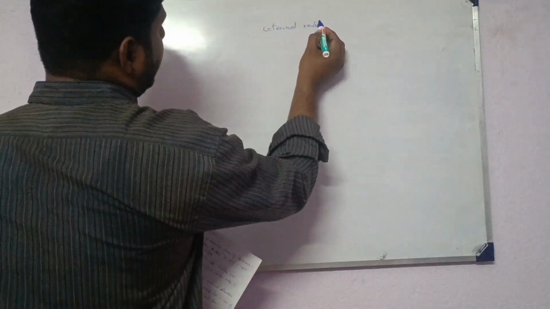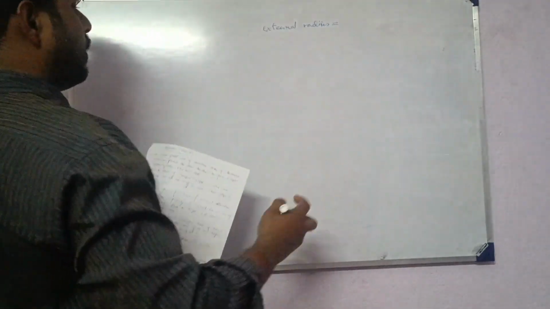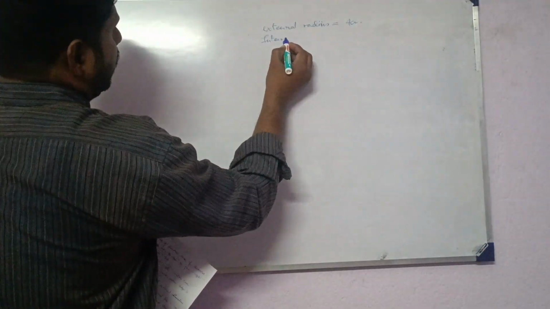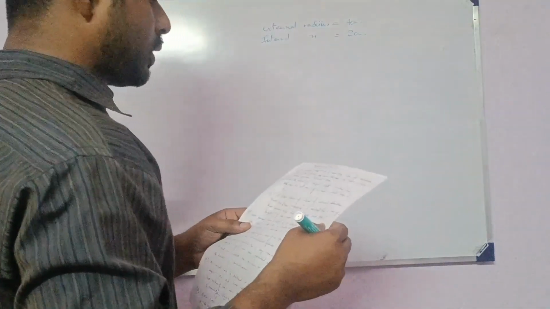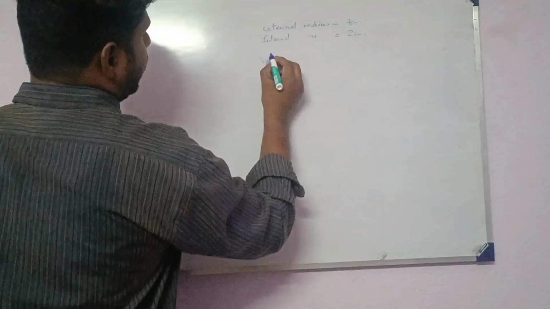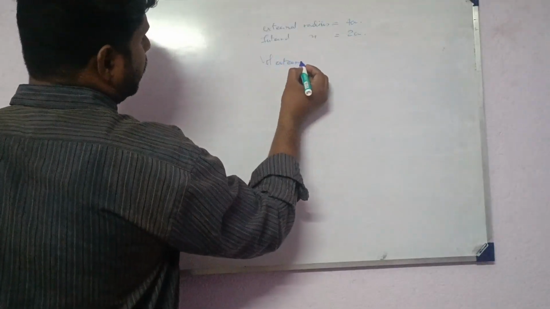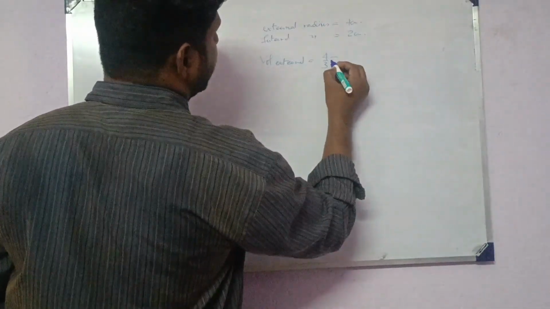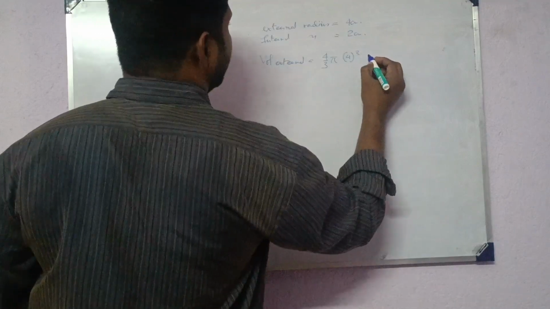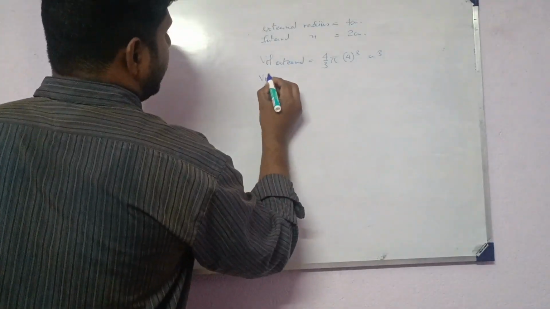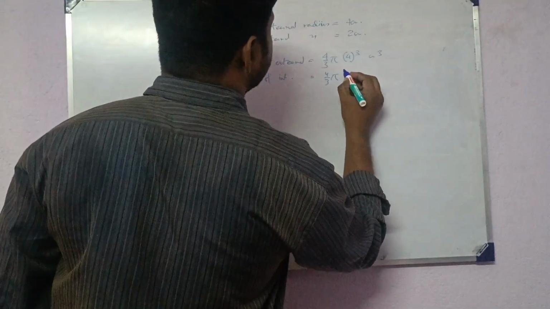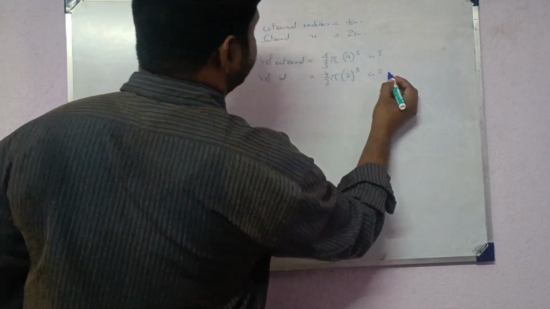Now here the external radius of a hollow sphere is given 4 centimeter, internal radius is given 2 centimeter. External internal radii both are given, therefore external volume, that will be sphere আছে তো the volume will be 4 by 3 pi r cube, and internal volume that will be 4 by 3 pi 2 cube.